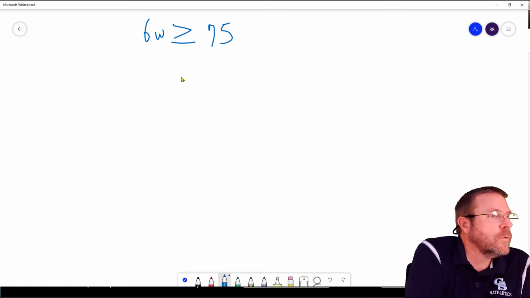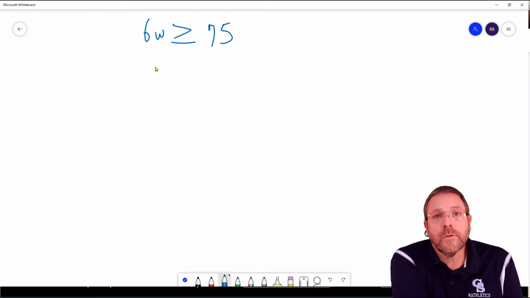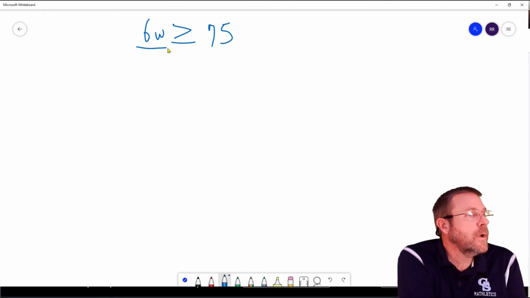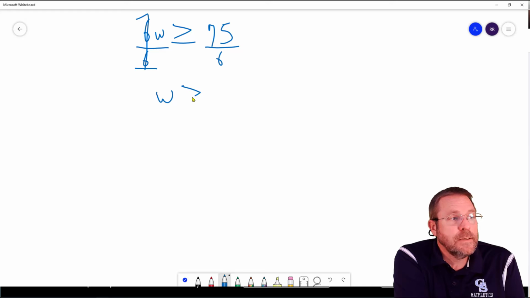And we're going to work this out by simply isolating our variable. Our variable is w. His friend is 6. 6 is multiplying itself times w. So we're going to undo times 6 by dividing by 6 on both sides. These 6's divide each other out, becoming 1. 1 times w is w. The sign does not change directions because we divided by a positive number.